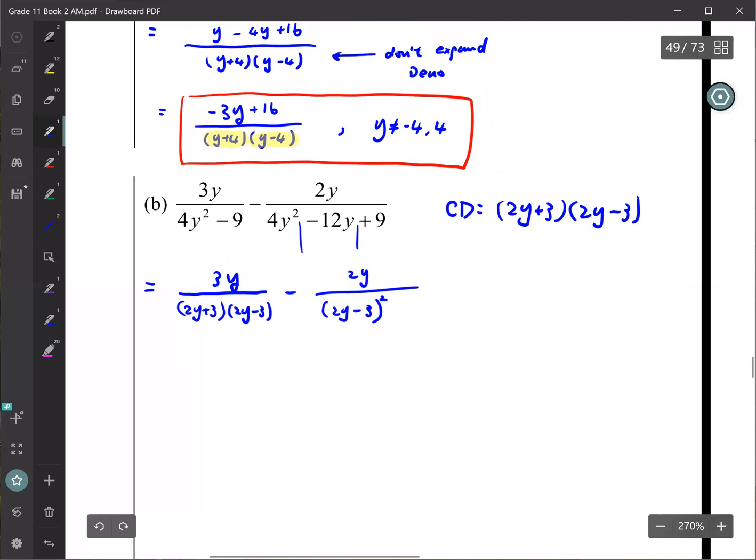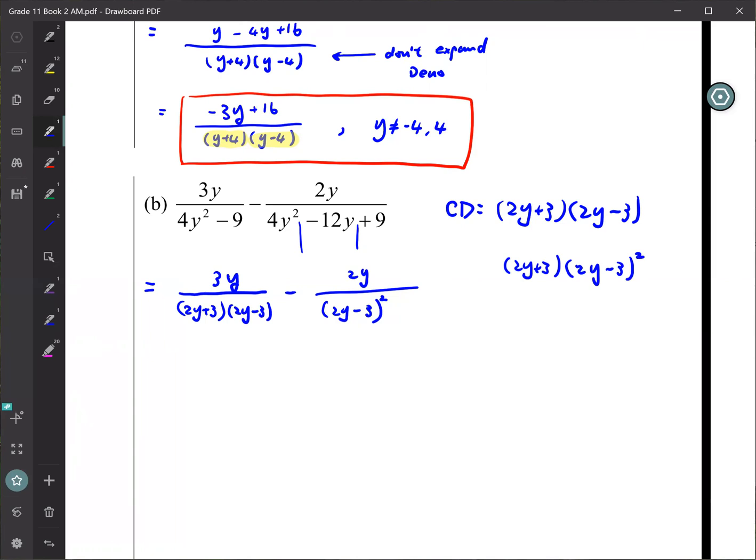So if you want to get common denominator, you want to make sure it has enough to cover, to include both denominators. Okay. So does everyone agree with the common denominator that Colin says, or anyone has a different one? 2y plus 3 and 2y minus 3 squared. Okay, 2y plus 3, 2y minus 3 squared. So Sarah has this one. Anyone else?